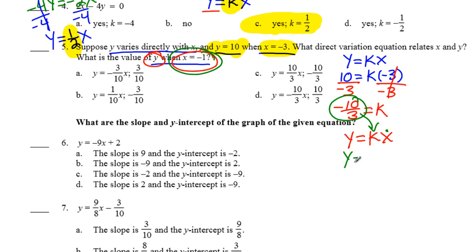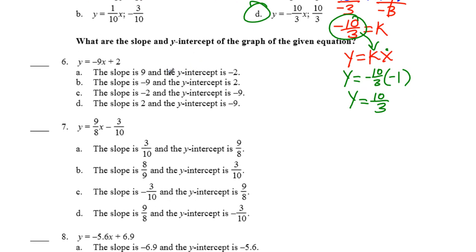Okay, so that would give us y equals negative 10/3 times x, which is negative 1. Negative 1 times negative 10/3, that just equals a positive 10/3. And that would be our answer. So the first part is we find y equals negative 10/3 x, and then y equals 10/3. So D's the one that we're looking for.